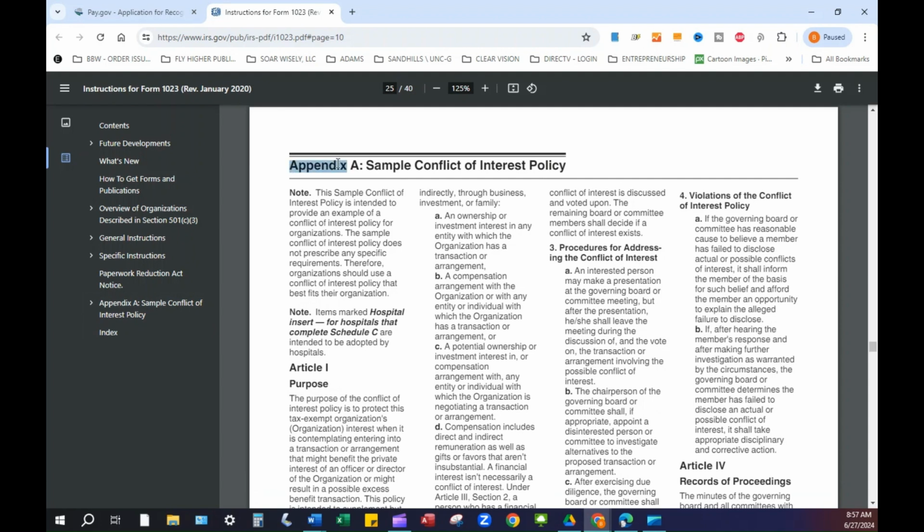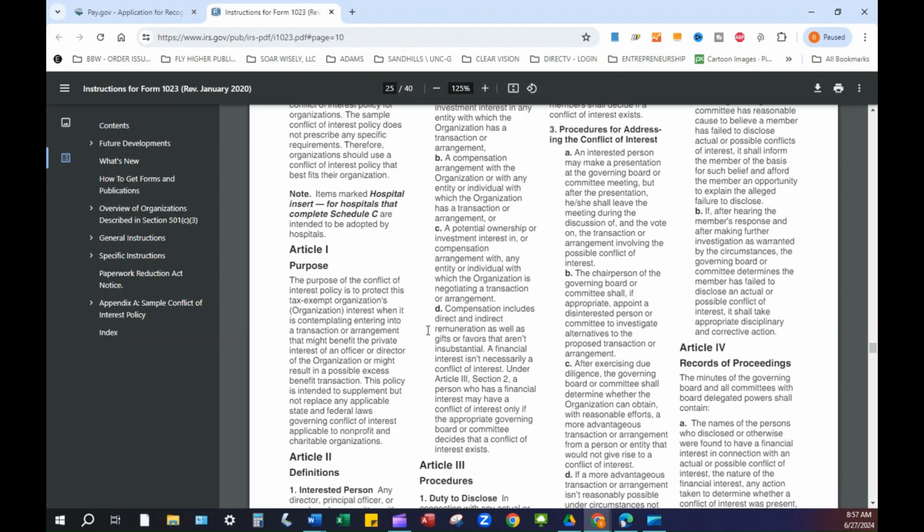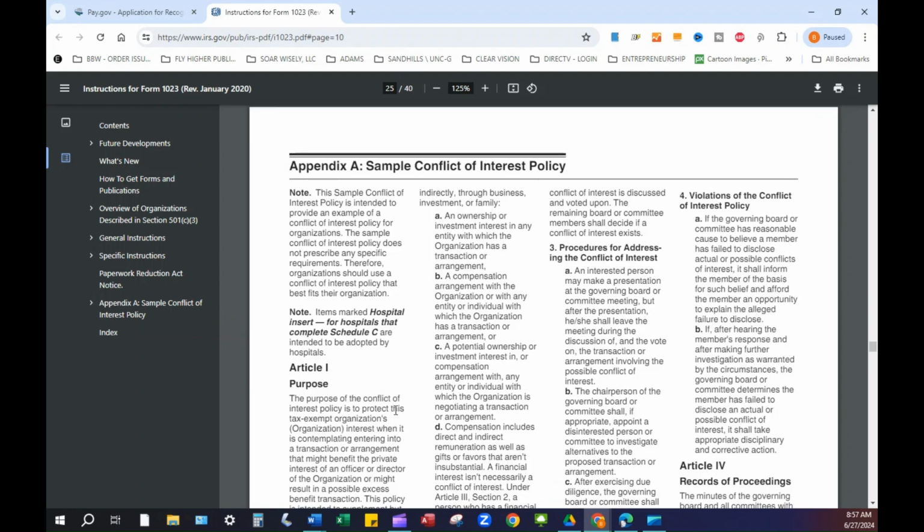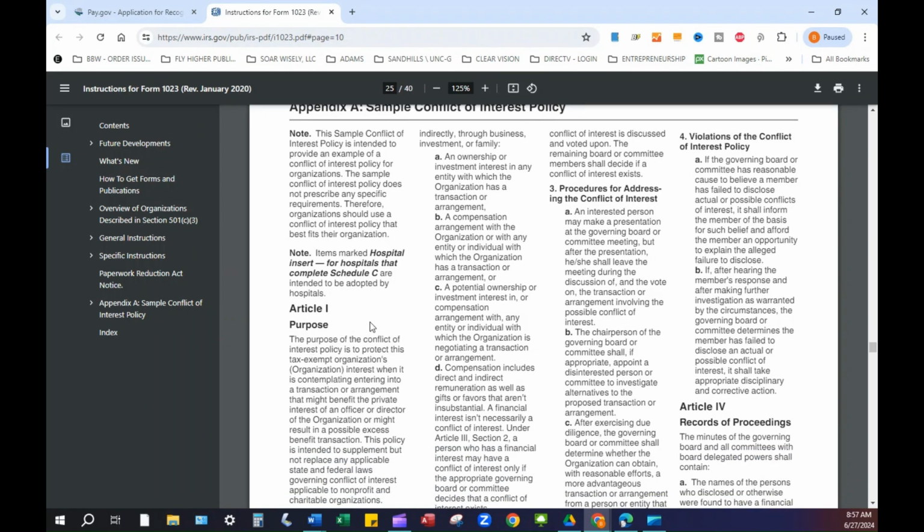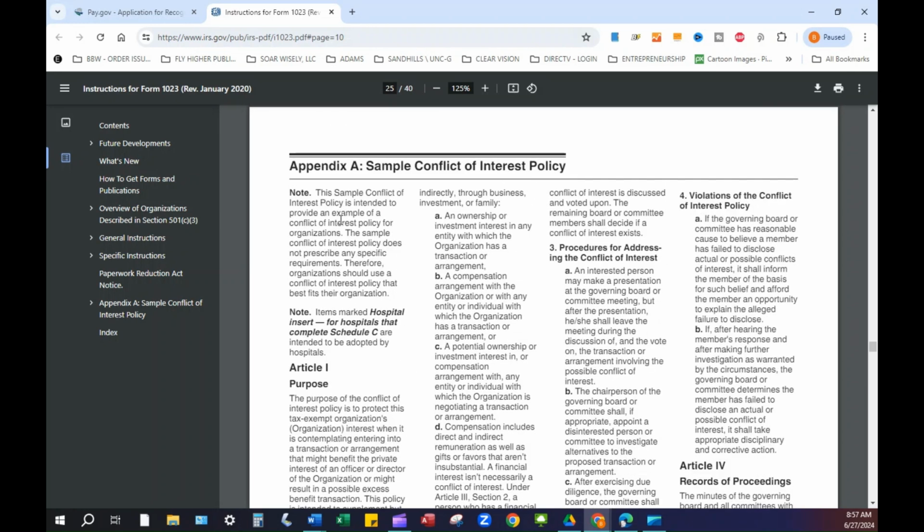Look at that. IRS is so good. They take you straight there. Appendix A, Sample Conflict of Interest Policy. No guessing, right? I will not read all of this. You will need to read every single word, you and your board. But you, of course, have to copy this into a Word doc, Google Doc, whatever, because you can't just copy this. I mean, print that out and send it to them.